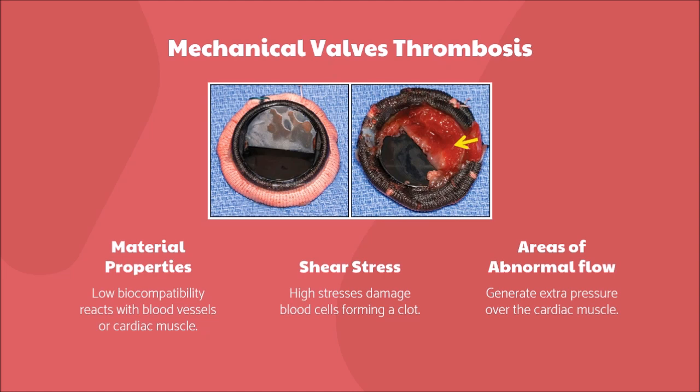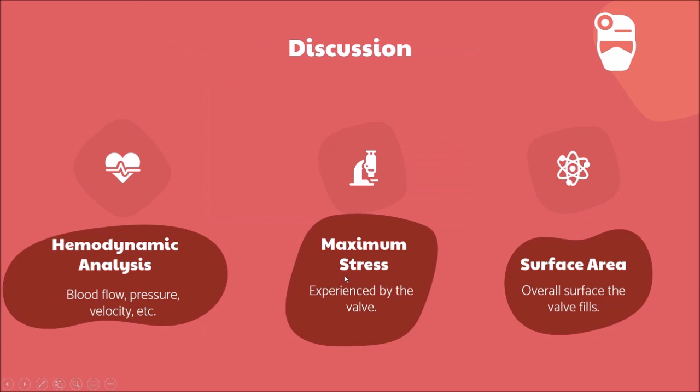We decided to focus on these last 2 causes, the shear stress and areas of abnormal flow, in order to generate the parameters that we are going to analyze within the project. These are a hemodynamic analysis, referring mainly to blood flow, pressure, and velocity; a maximum stress, that is the stress experienced by the valve; and the surface area, which refers to the overall surface the valve fills.